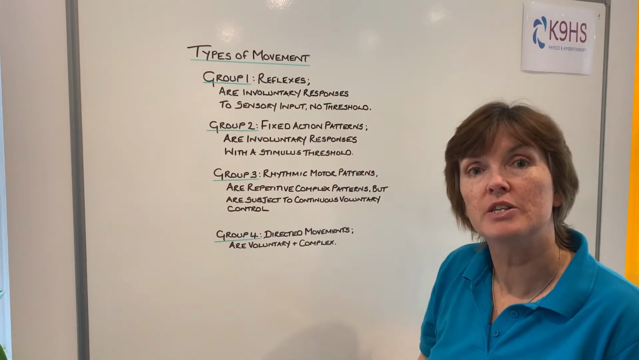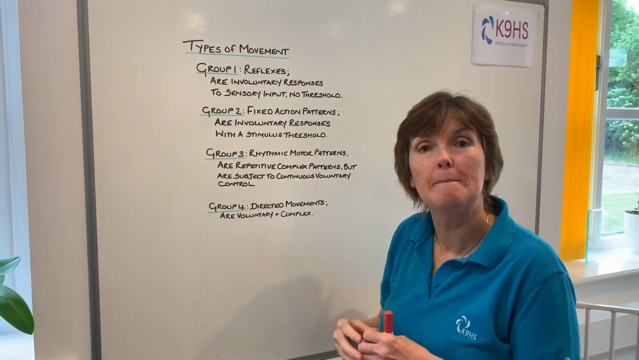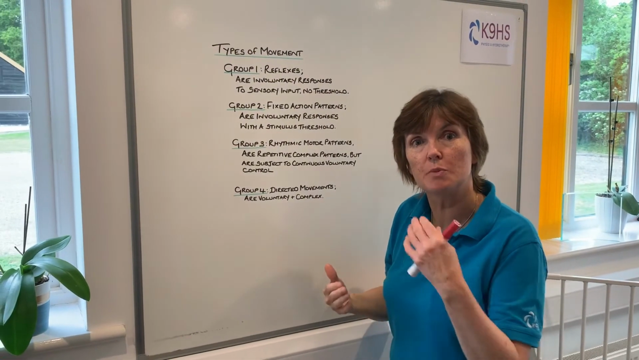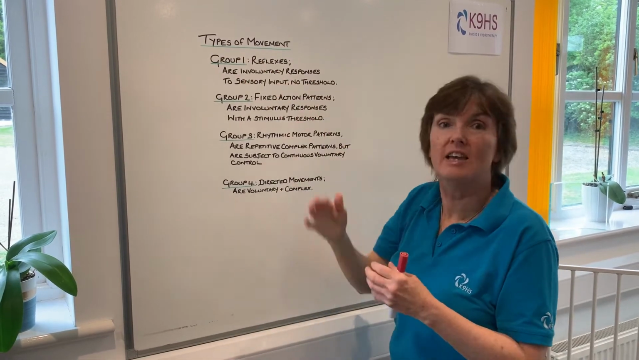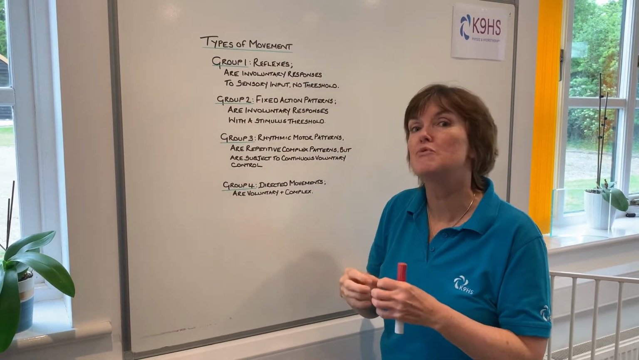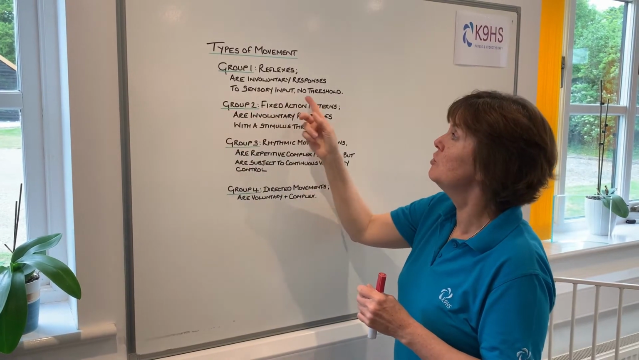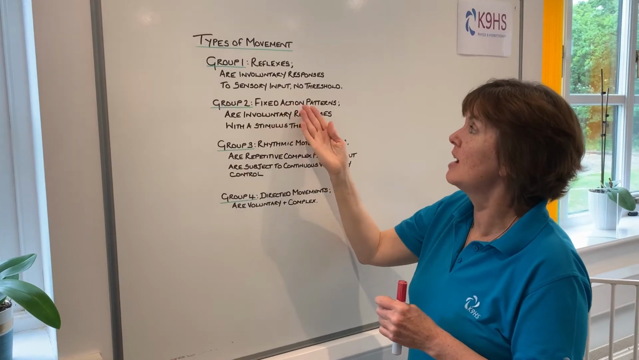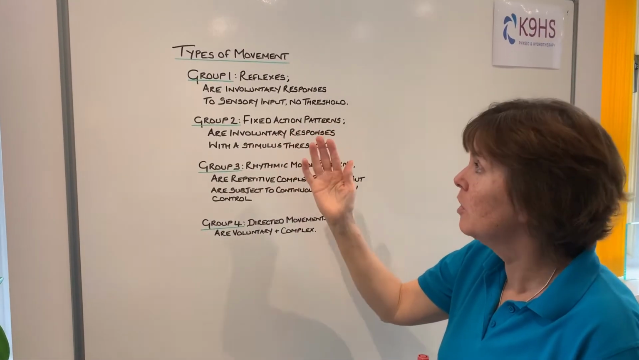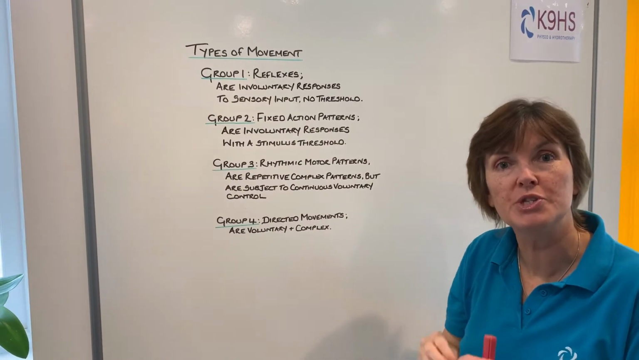And so these are going to be your pupil dilation, they're going to be your patellar reflex reaction, which is a monosynaptic reflex. These are your defense against harm. This is a reaction that the body does and it's a simple movement. Your group 2 is slightly more complex than group 1, and these are your fixed action patterns, which are involuntary responses with a stimulus threshold. So it's like you're coughing and you're sneezing.